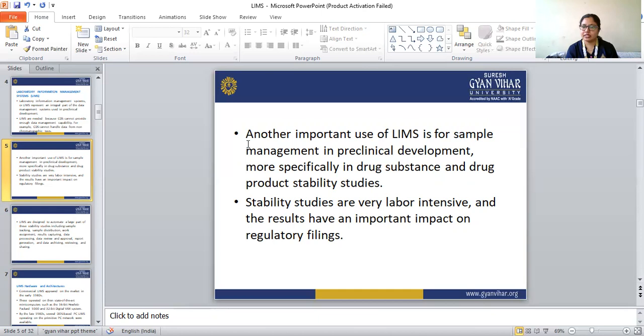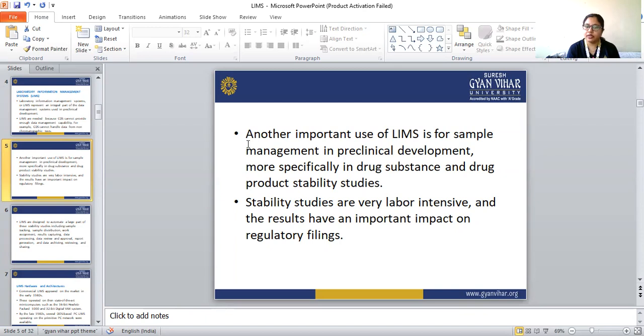So we can do the stability studies; all the samples we can manage with the help of the LIMS. For the stability study of the drug substance as well as the drug product, we can manage all the samples through the LIMS. But this job we cannot do with the help of the CDS. So LIMS is more important than the CDS.